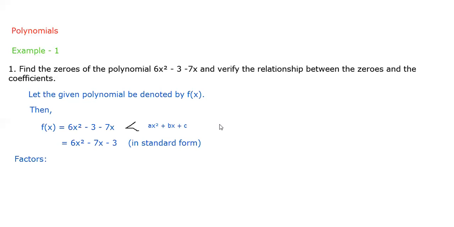Now to find the zeros of the polynomial, first we must find the factors. To find the factors, I am using the splitting the middle term method. So −18 at the top. How I got −18 is a times c. Our a value here is 6 and c value is −3. 6 into −3 is −18. Here −7 is nothing but the b value.